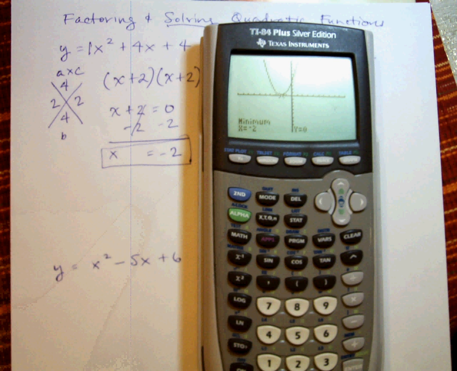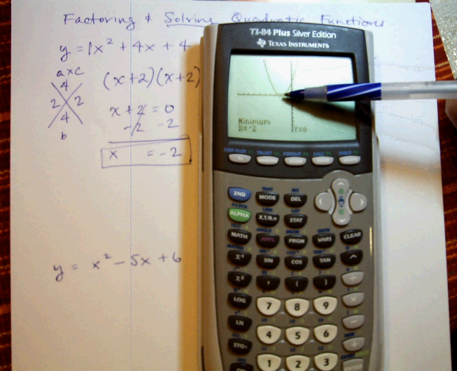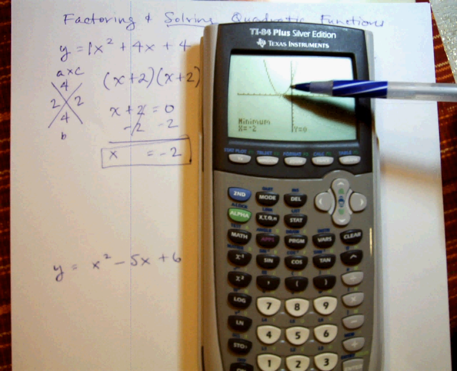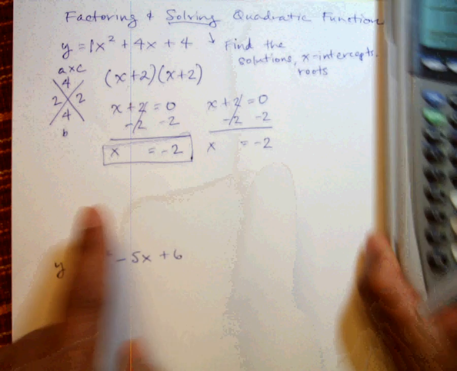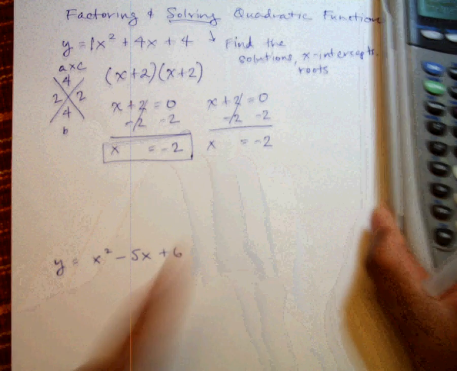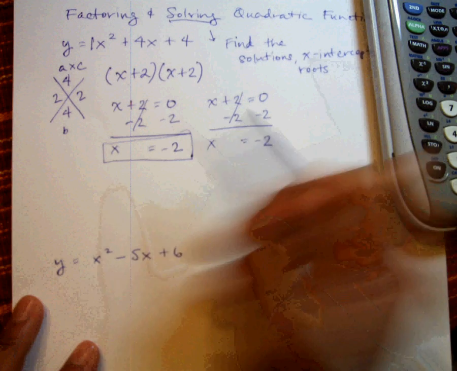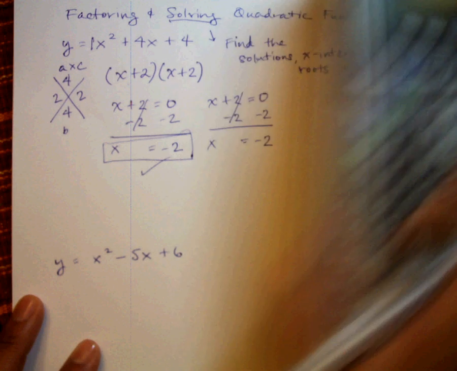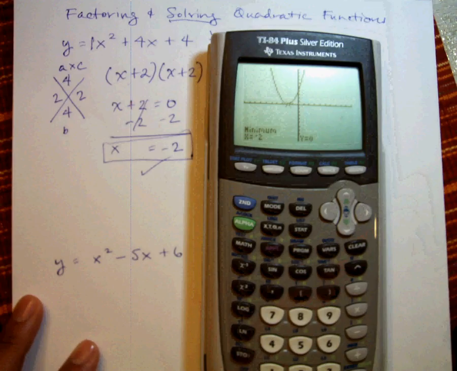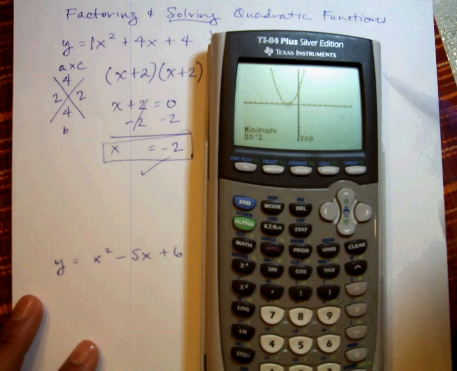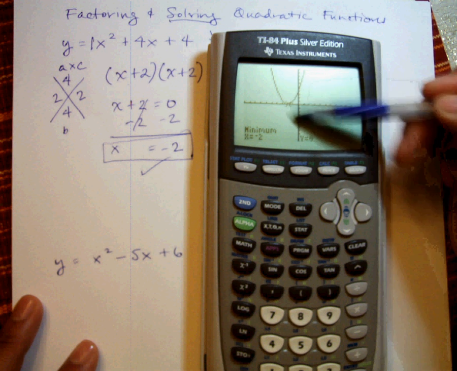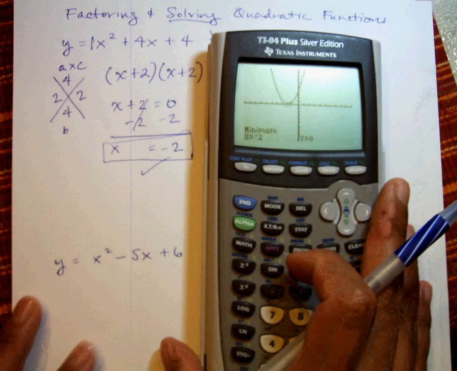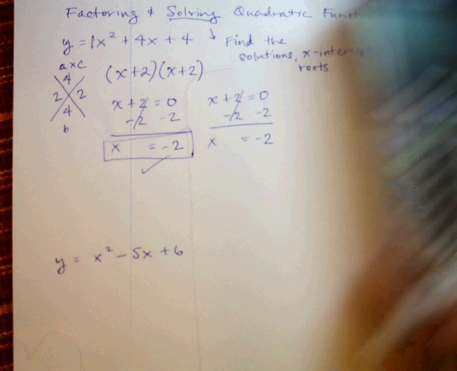If it touches the x-axis, and this is your x-axis here, that means you will have two solutions in which it's the same one. Okay, so this x equals negative 2, that is my root, or my x-intercept, my solution. If it crosses the x-axis twice, in different places, then you will have two roots, or two solutions, or two x-intercepts. Let's look at the next one.